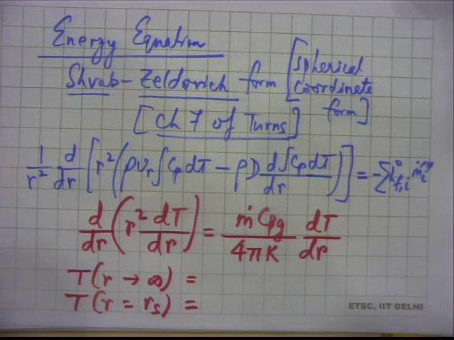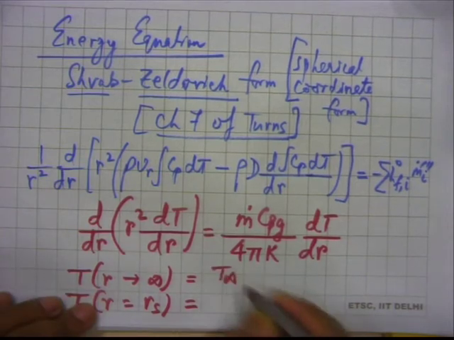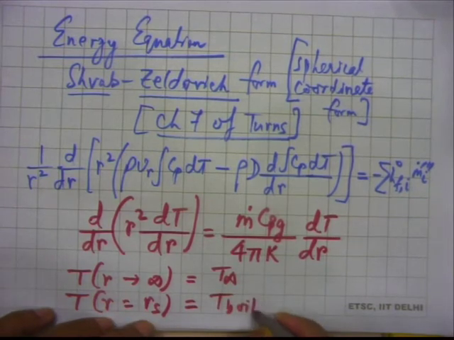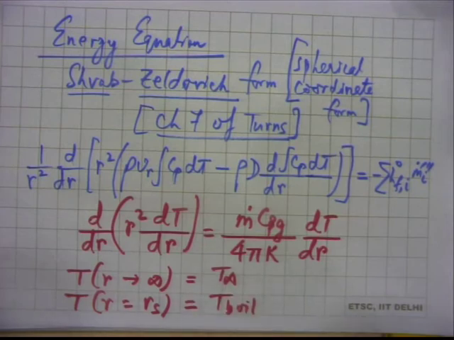What will these two be? For an evaporating droplet, very far from the droplet we should have T infinity, and at r equal to Rs, where Rs is the droplet surface, we have T boiling. So this is T boil. One can solve this and get temperature as a function of the radius, correct.